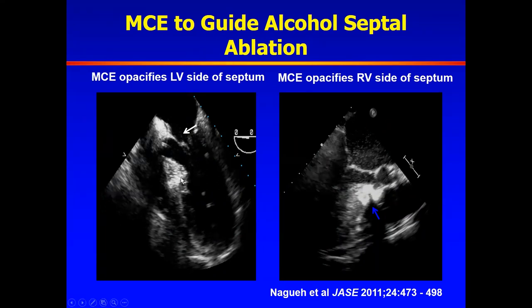That's a case where the contrast is opacifying the muscle on the side of the left ventricle, which is involved with the SAM. On the other hand, if you look at this patient, the opacification is happening in the right ventricle side of the septum. So inducing infarction here will not necessarily help with the dynamic obstruction taking place in the LV.